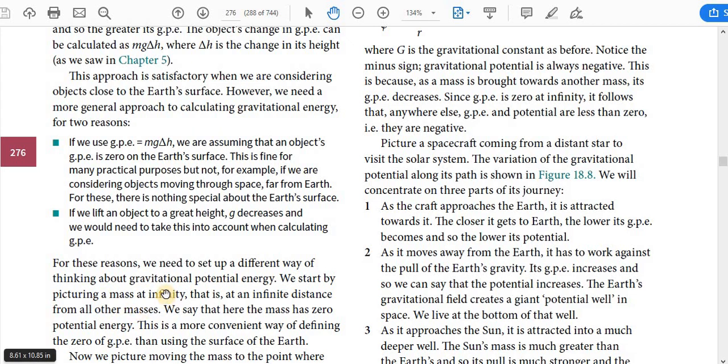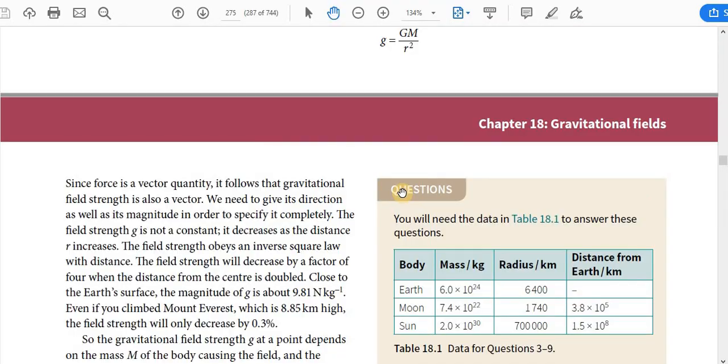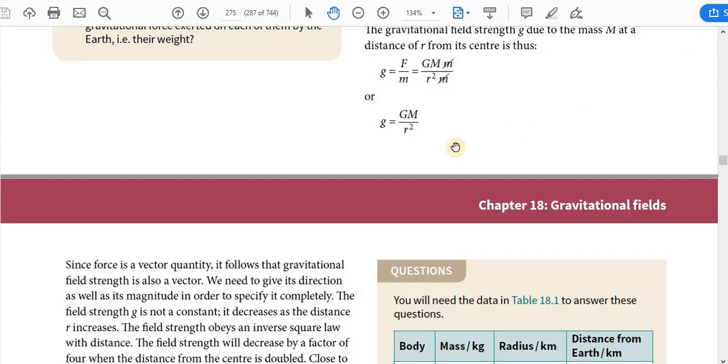We start by picturing a mass at infinity. Okay, so now a mass is coming from infinity towards, let's say, the earth. When the object is at infinity, we are considering the earth and a particular object. So when the object is at infinity, r is very large, so the gravitational field strength is 0. But when it is getting closer and closer to the surface of the earth, r is becoming less and less. So then what will happen? This will become more and more.